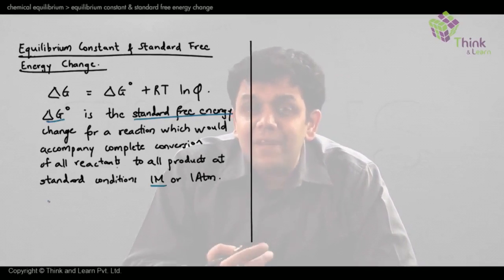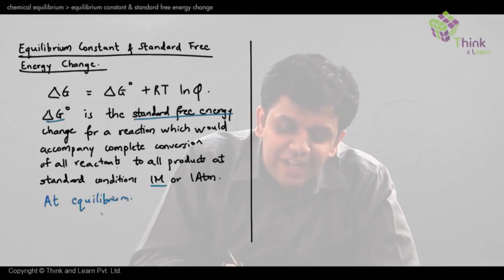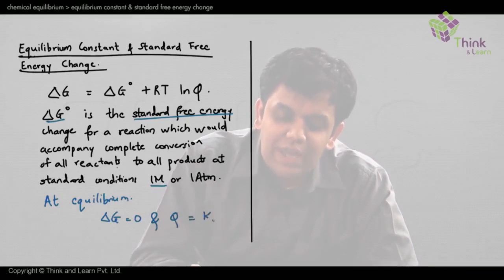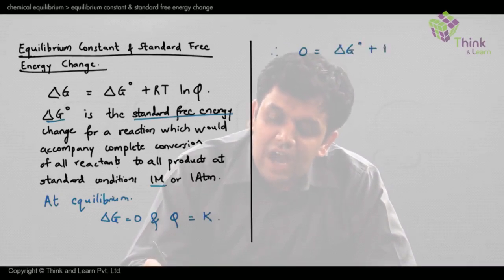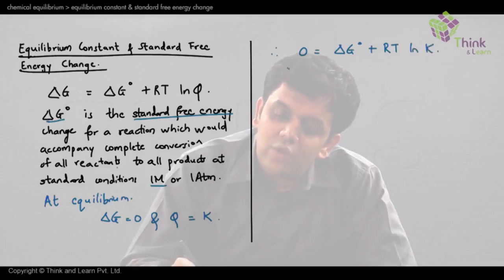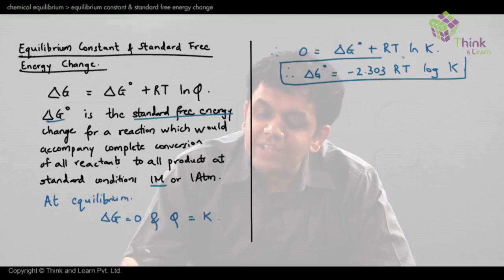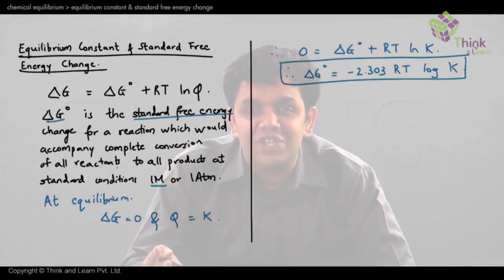Now, when it comes to an equilibrium state, at equilibrium the free energy change delta G is equal to 0, and at equilibrium Q, which is the reaction quotient, is equal to K. So therefore 0 is equal to delta G naught plus RT ln K. So therefore delta G naught at equilibrium is equal to minus 2.303 RT log of K. This is a very important equation in context of equilibrium as well as thermodynamics, and it is called the Gibbs free energy equation.